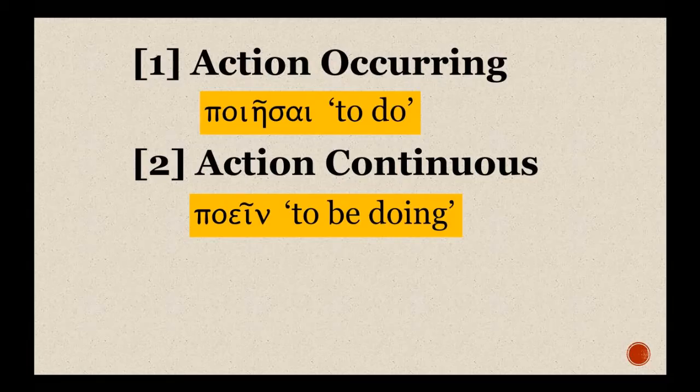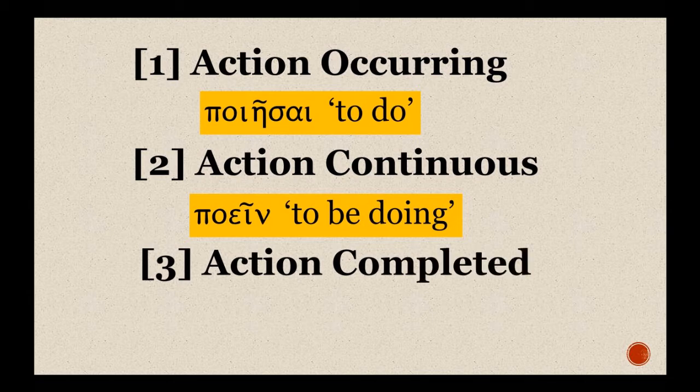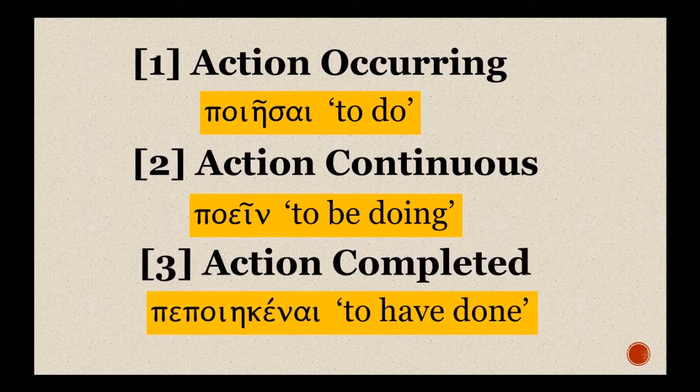So action continuous then. This is poiein, which is to be doing, and it looks at that ongoing process. It can be habitual, right? And there's different ways that we can represent it, either with a straight line unbroken or a bunch of dashes, right? That we see this habitual action ongoing. And then we have the action completed, which is a combination of both. So action occurring is punctiliar, it's a dot. Action continuous is the line. So then we get to action completed, it's the dot and the line, right?